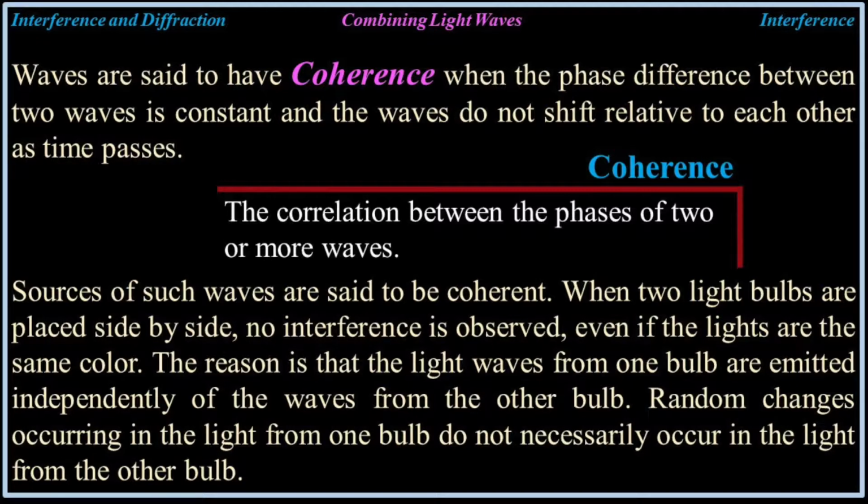When two light bulbs are placed side by side, no interference is observed, even if the lights are the same color. The reason is that the light waves from one bulb are emitted independently of the light waves from the other bulb. Random changes that occur in the light from one bulb do not necessarily occur in the light from the other bulb.